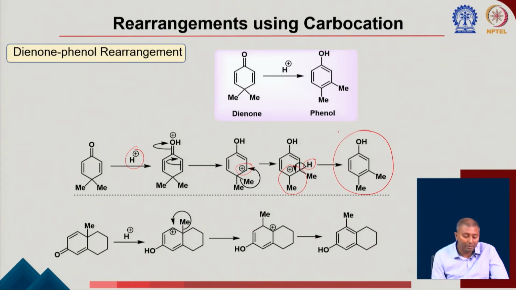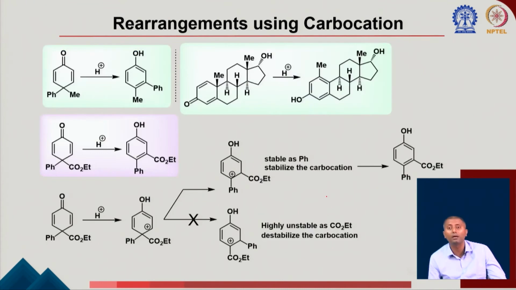And so, there is another example here, very similarly this is getting protonated first. Once it is protonated, you are forming a carbocation here. This is allowing this methyl group to migrate to form this carbocation here. After that, you can see there is a proton abstraction to form this corresponding phenol. So, now we are going to see some examples.